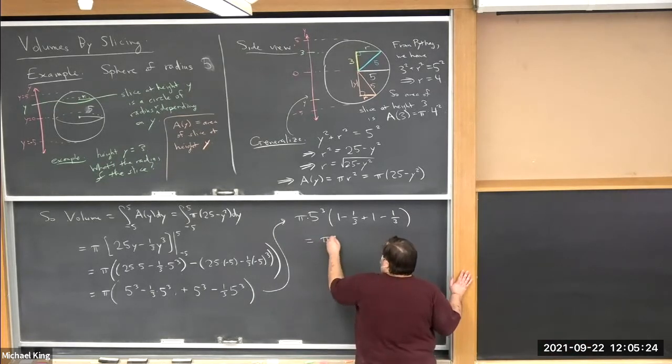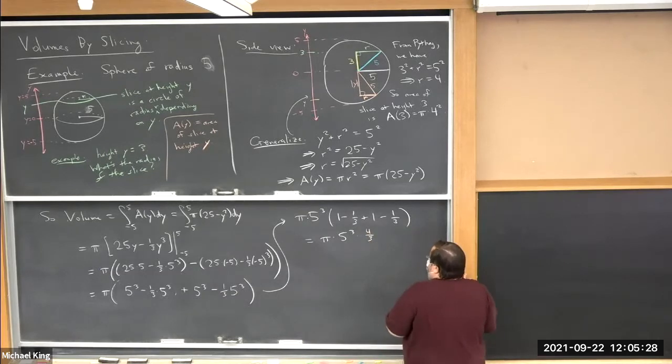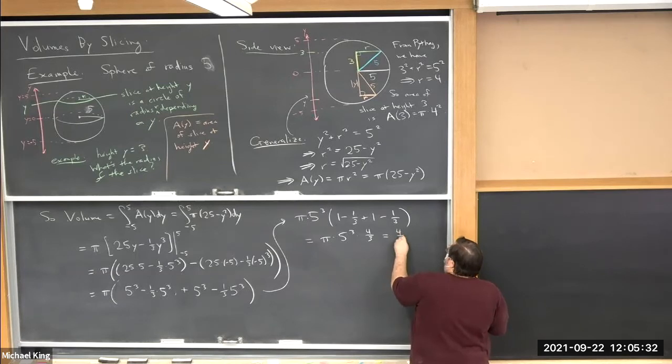So it's pi times 5 cubed times 4/3, which is something like, I'm just gonna write that as 4/3 pi times 5 cubed, which turns out to be 500 pi over 3, I think.